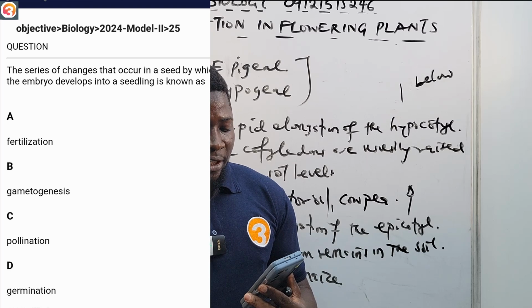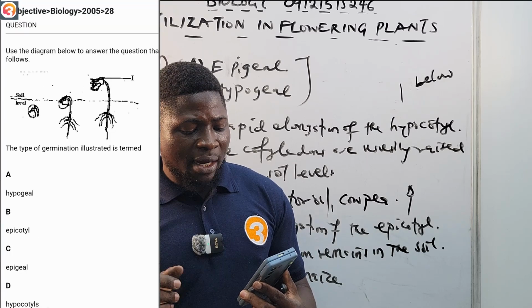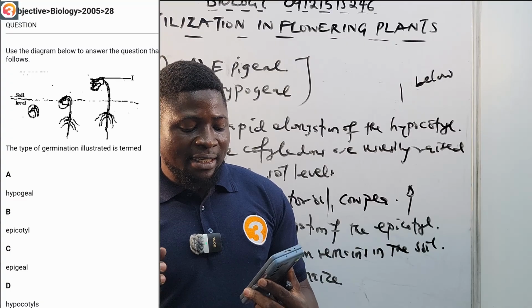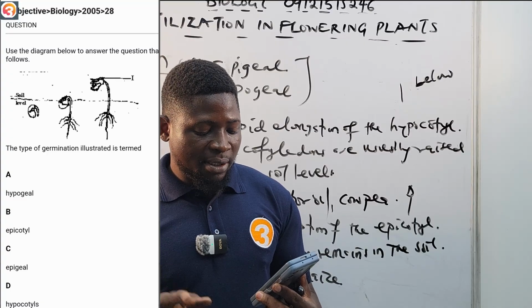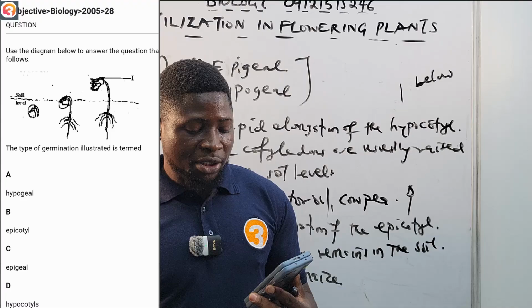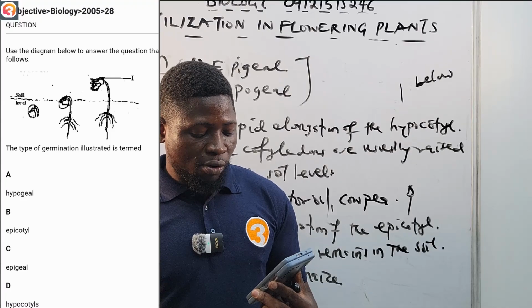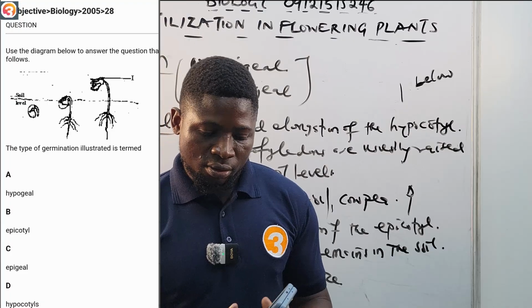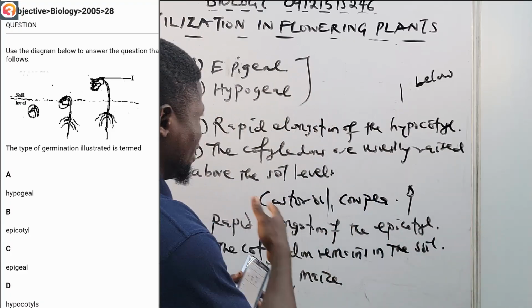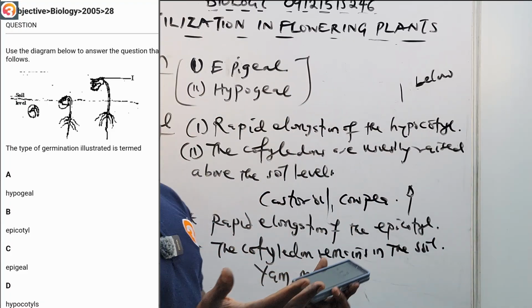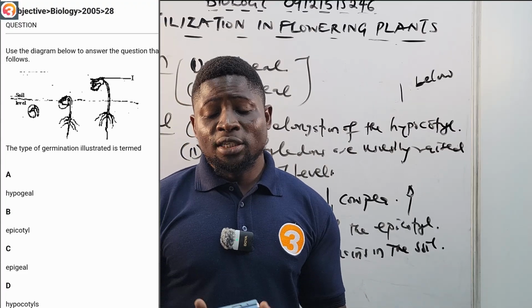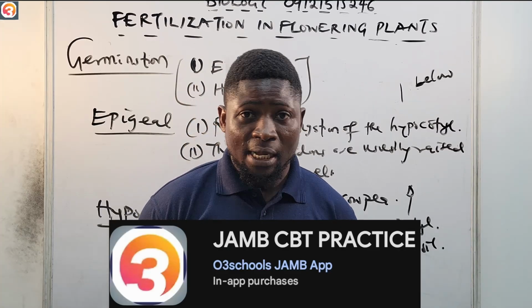2005 number 28 says, use the diagram below to answer the question that follows. They say the type of germination illustrated is termed A hypogeal, B epicotyl, C epigeal, D hypocotyl. Tell me the correct answer in the comment section. You have learned the types of germination that we have, so if you see that one, you're supposed to know which it is. All right, so that's where we are going to stop today.